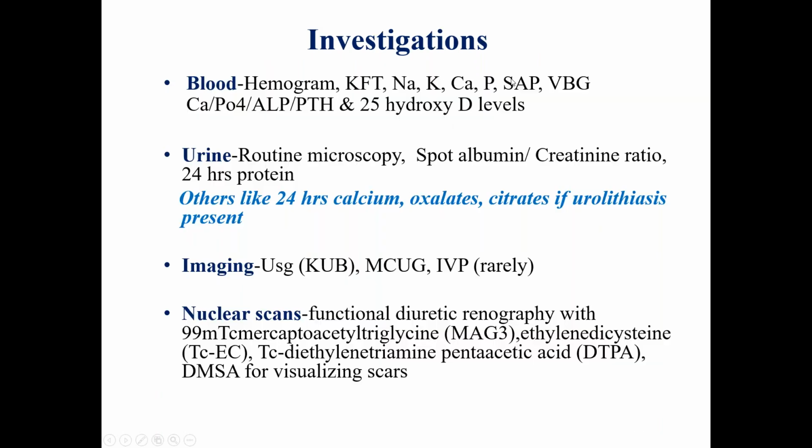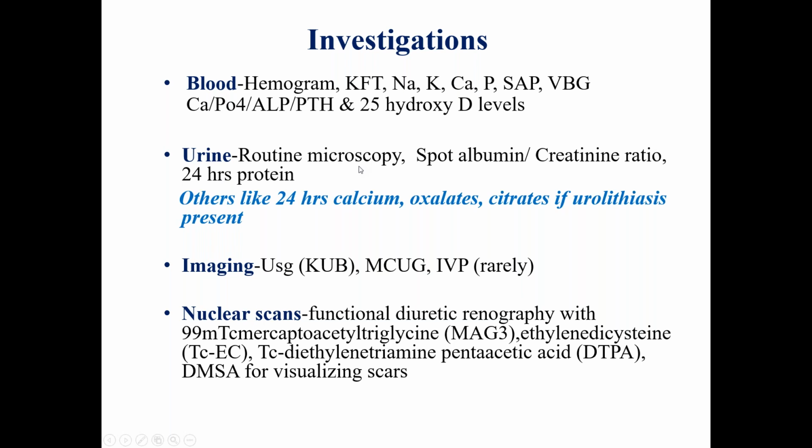So, what are the investigations that are required to detect chronic kidney disease in children? Well, if you look at the blood investigations, you need a hemogram because almost every child would have anemia, followed by kidney function tests that constitute your urea and creatinine, sodium, potassium, calcium, phosphate, and ALP to identify any bone mineral disease, venous blood gas to identify metabolic acidosis, and calcium, phosphate, ALP, PTH, and 25-hydroxy D levels to identify the degree of bone mineral disease, and a routine urine microscopy to identify any proteinuria or sugars.